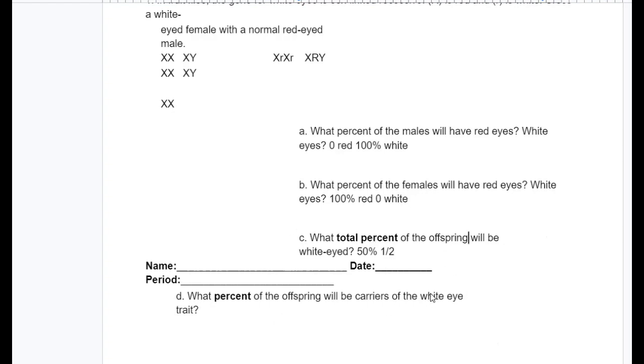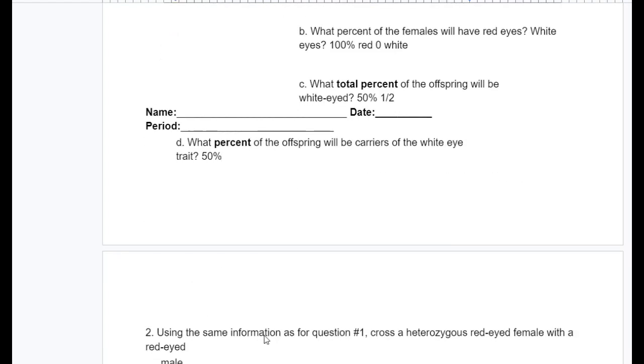What percent of the offspring will be carriers of the white-eyed trait? Well, it says what percent of the offspring. So it's 50%, but it's what? All the females. Okay. It's 100% of the females.